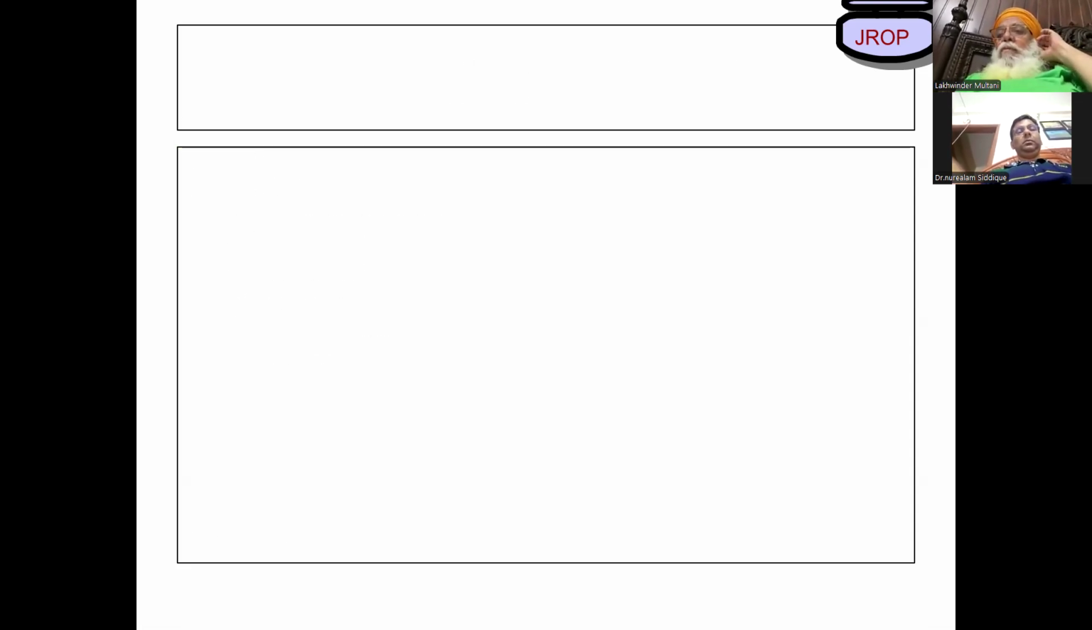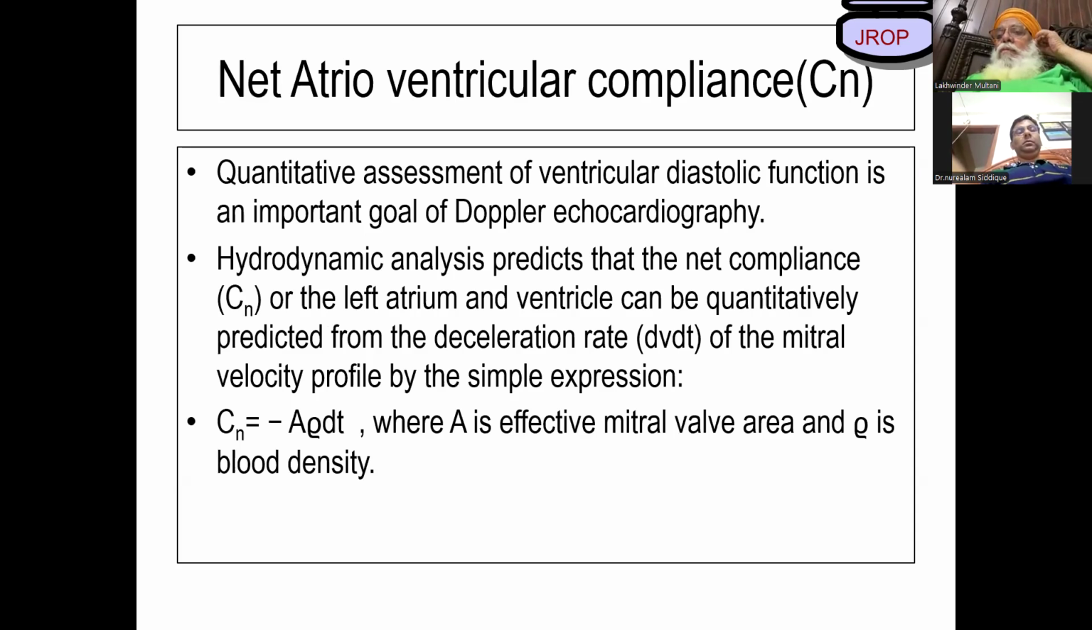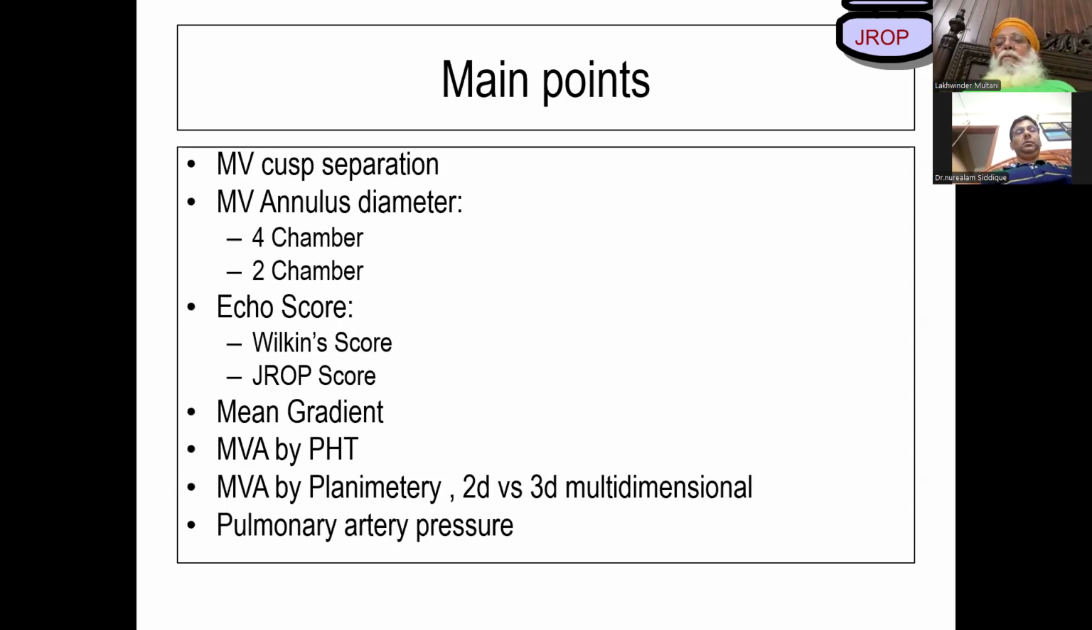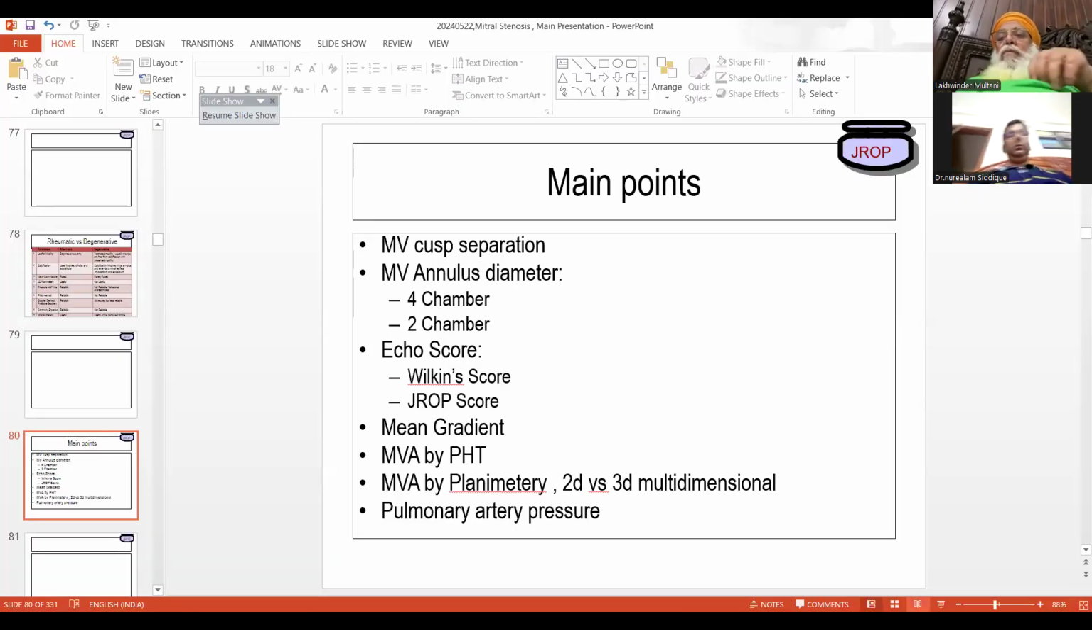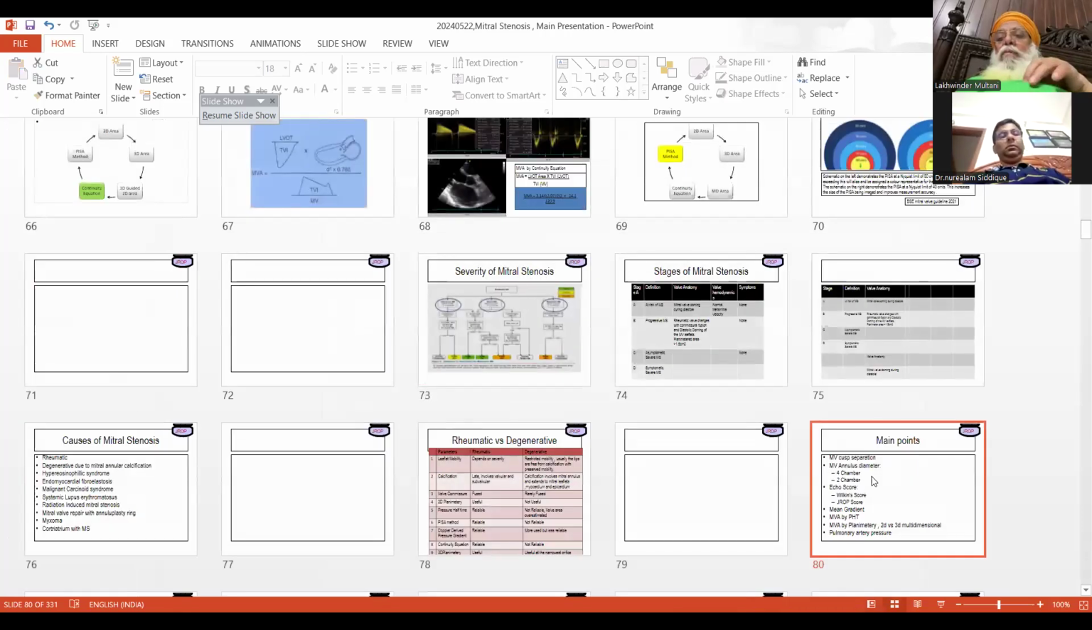One more important thing we need to talk about is the Wilkins score. What is the Wilkins score? Let me just dig out the Wilkins score for you.